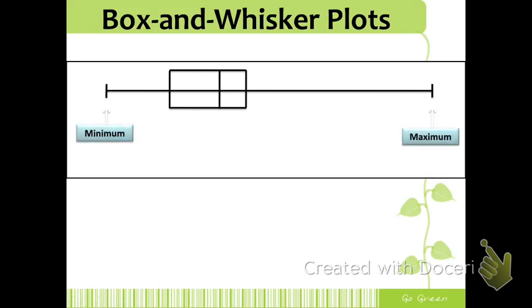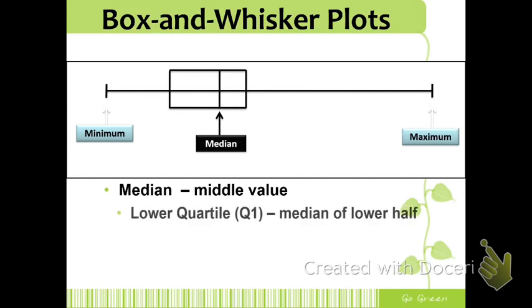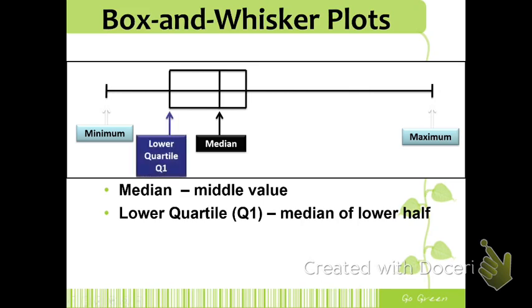To create a box and whisker plot, you need a 5-number summary. At the ends of the whiskers, you'll find your minimum and your maximum data values. The line that goes in the middle of the box is the median. And then the 2 vertical lines on the ends of the boxes are the lower and upper quartiles.